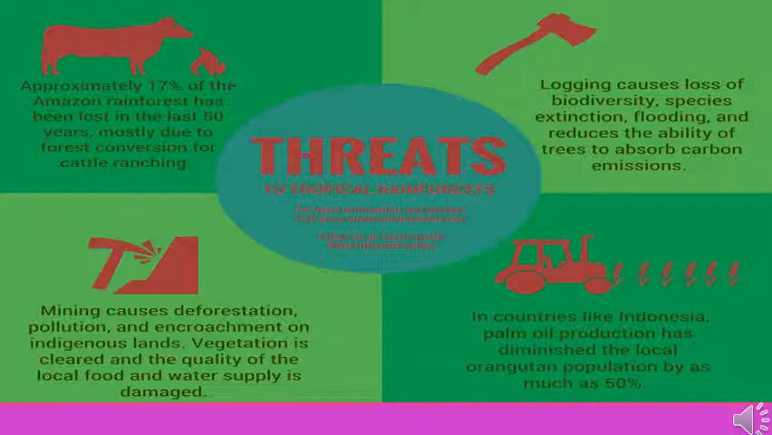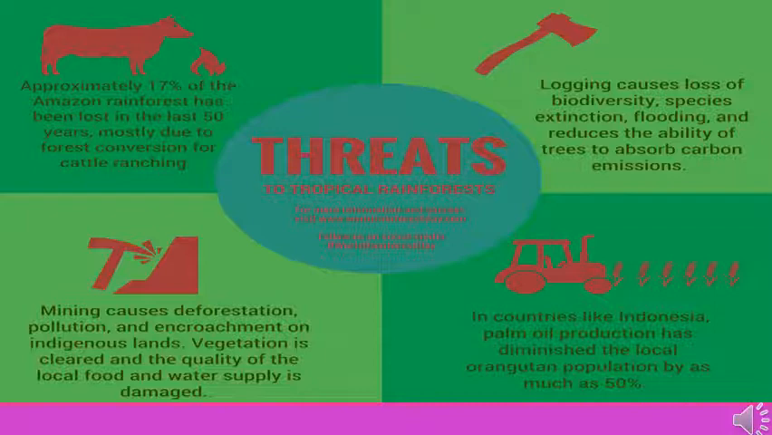In countries like Indonesia and Malaysia, palm oil production has diminished the local orangutan population by as much as 50%. These orangutans are large, very intelligent apes and are used in scientific research. Similarly, mining also causes deforestation, pollution and encroachment on indigenous lands. Vegetation is cleared and the quality of the local food and water supply is damaged.